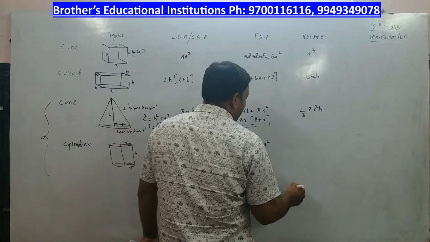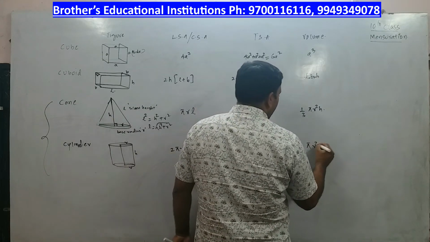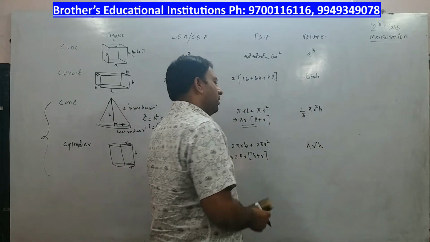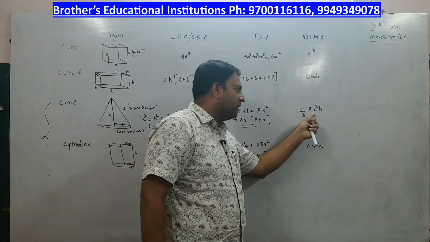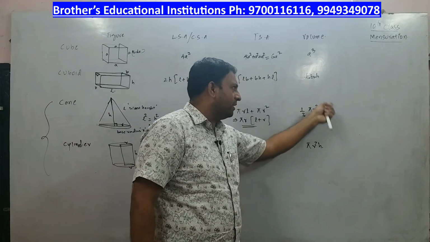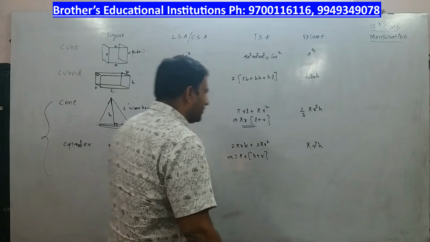And what is the volume of a cylinder? Volume of a cylinder is pi r square h. Always remember, the volume of a cone is always 1/3 the volume of a cylinder. This is the volume of a cylinder. 1/3 the volume of a cylinder is the volume of a cone.